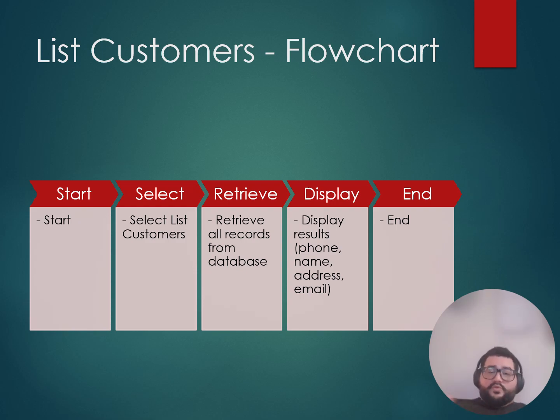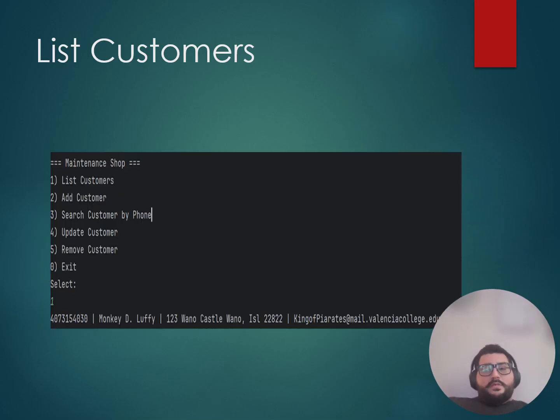You start the program, you select the list of customers, and then we wait for the program to retrieve all records from the database, and it's going to display the results. The results should read phone number, name, address, and email, and it should be the end. Then we loop back around to make sure we can select something else. This is the result for the list customers.